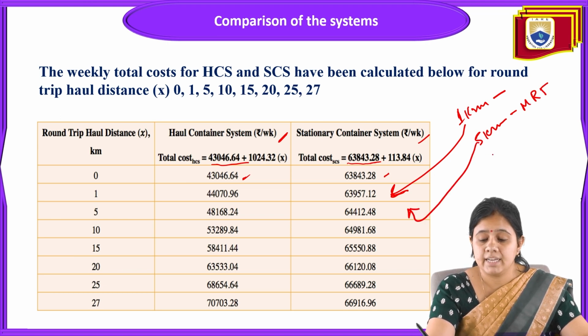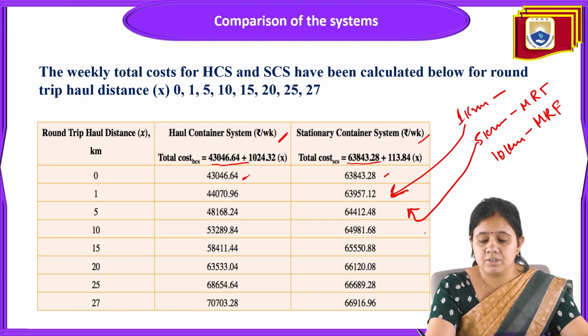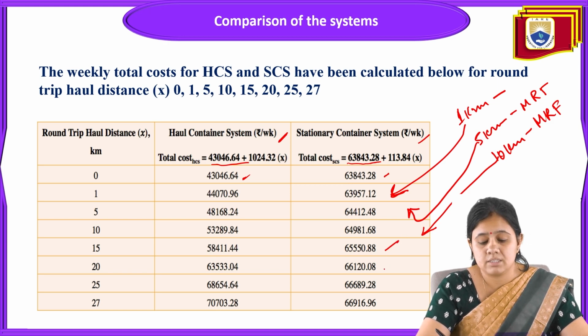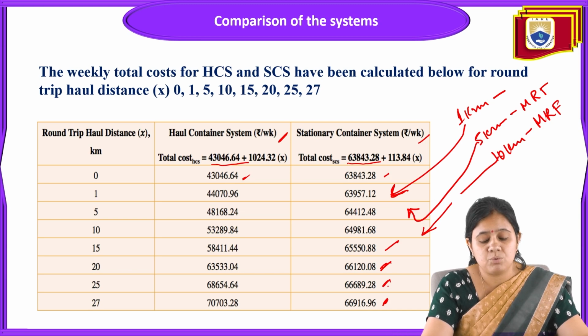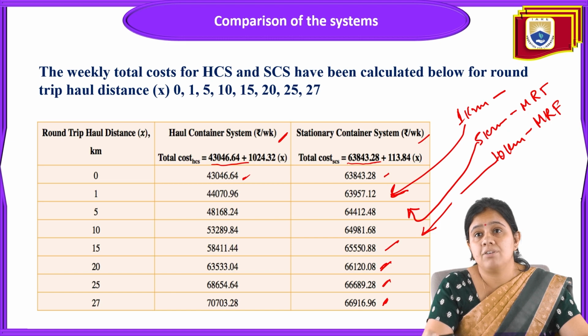Like this, for 10 kilometers distance from the MRF site, this amount is required. For up to 15 kilometers, this amount is required. For 20 kilometers distance, this amount is required. For 25 and 27, maximum up to 27, we have calculated. So for a week, at around 26 to 30 kilometers, the total operational cost will be 70,000, and for the other system it is 66,000.